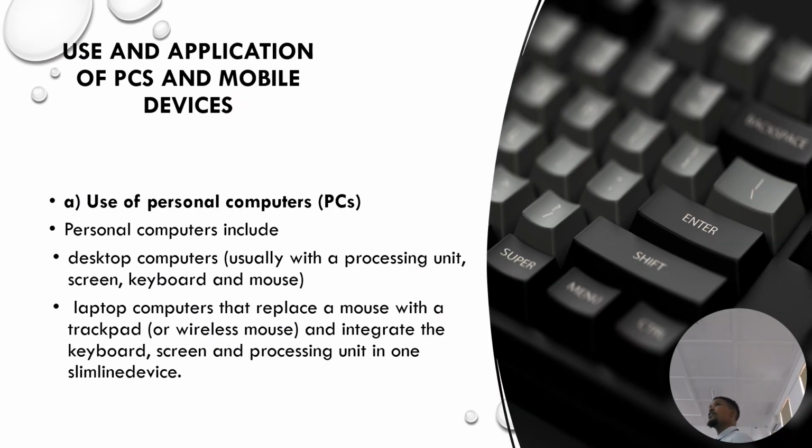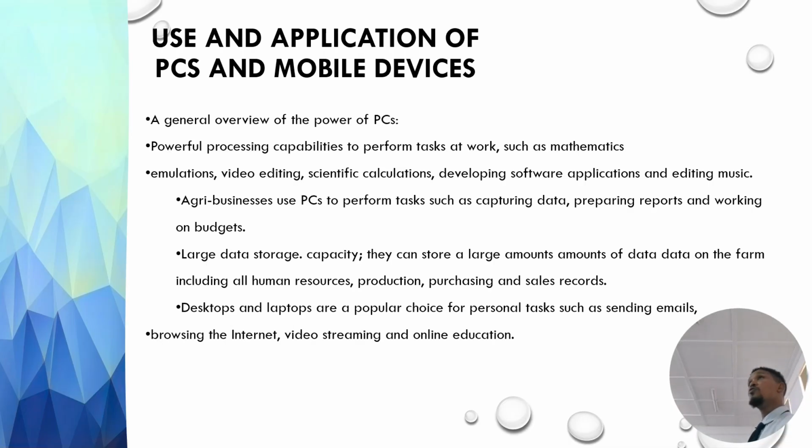So the use of an application on your computer or your mobile device. So personal computers include desktop computers, usually with a processing unit, keyboard, and a mouse. Laptop computers replace a mouse with a trackpad or wireless mouse, with an integrated keyboard, screen, and processing unit in one slim line device. Continue. So the use of applications.